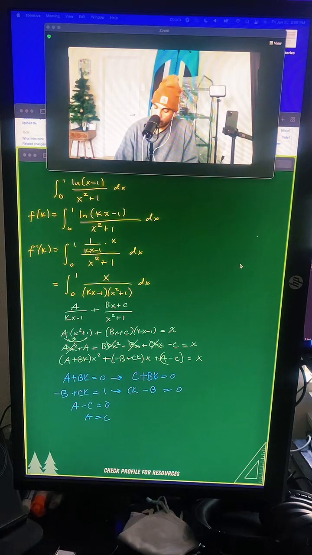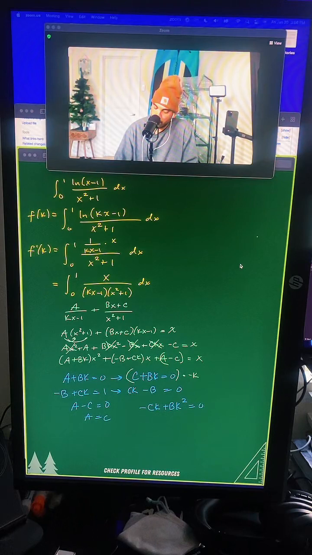And I guess I could introduce a negative k to that top equation. And then I'm left with negative ck plus bk squared is equal to 0 over ck minus b is equal to 0. And I can combine these things. Oh, this was equal to 1. Hold on, this was equal to 1 over here. This is how confusing this can get, guys.